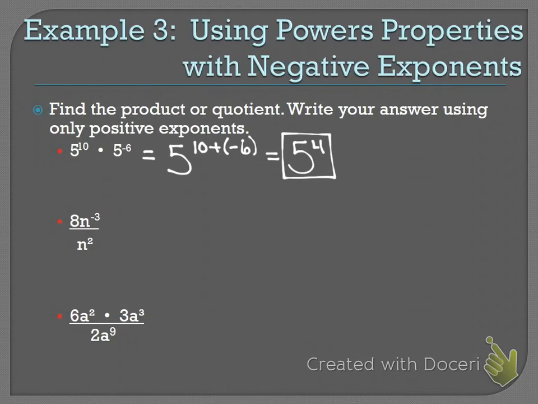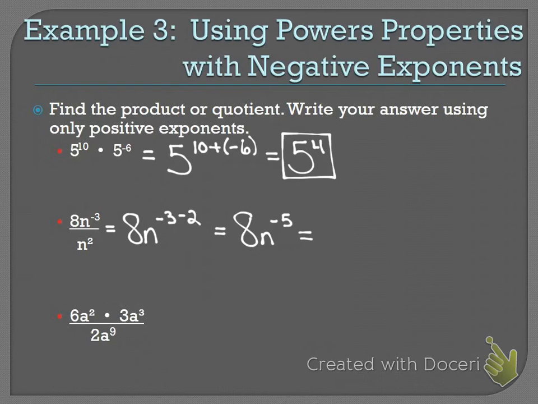But now let's look at the second one. 8n to the negative third over n squared. Well, my quotient of powers property says I always subtract the numerator minus the denominator. So this is 8n to the negative third, and then I subtract my denominator. Do you see why this step is important? Because now you can visually see, okay, negative 3 minus 2. What's negative 3 minus 2? Negative 5. 8n to the negative fifth power. But is my answer written in only positive exponents? No. So how could I write it?